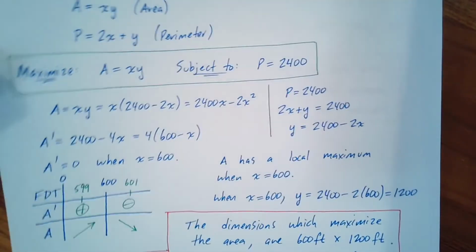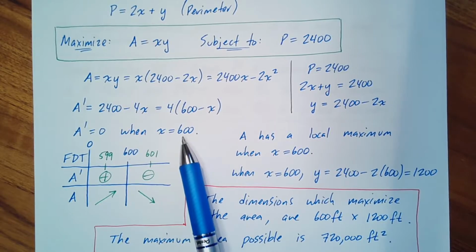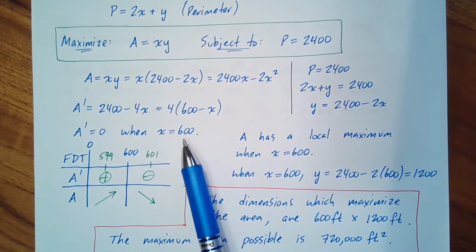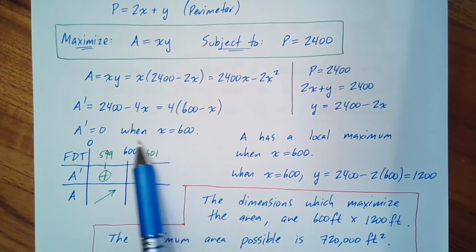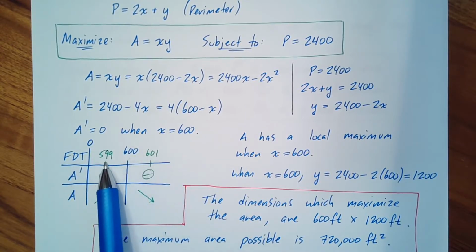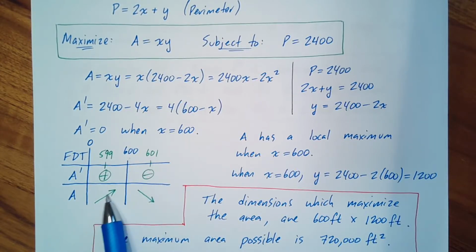Well, remember, when we got up to the point in the second problem where we identified our critical number of x equals 600, how did we actually determine that this was the location of a local maximum? Well, we drew our first derivative table, we plugged in a sample point to the left of 600, and we plugged in a sample point to the right of 600, and we determined that the function actually changes from increasing to decreasing at the point 600.